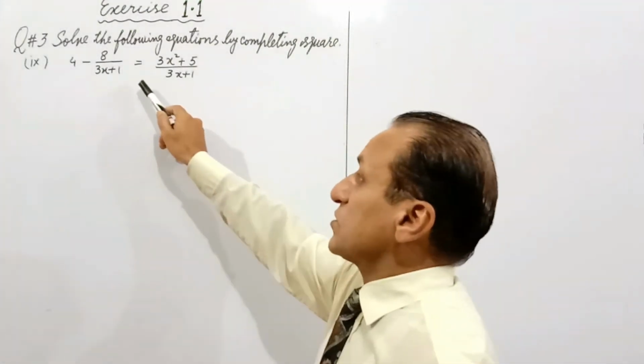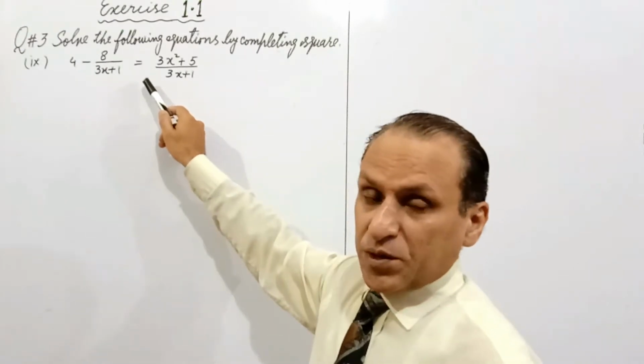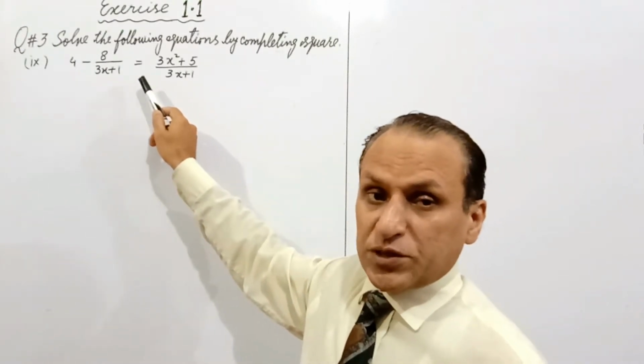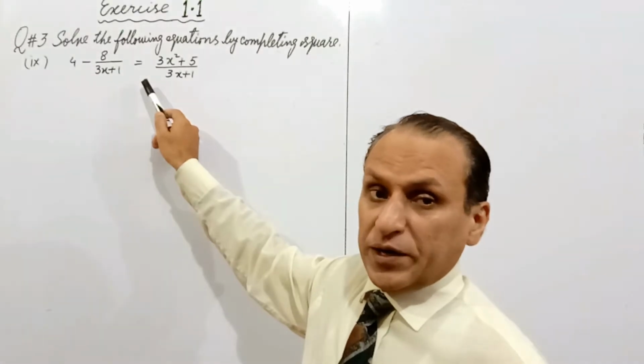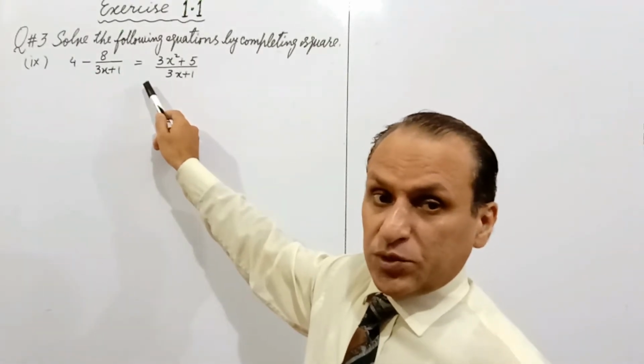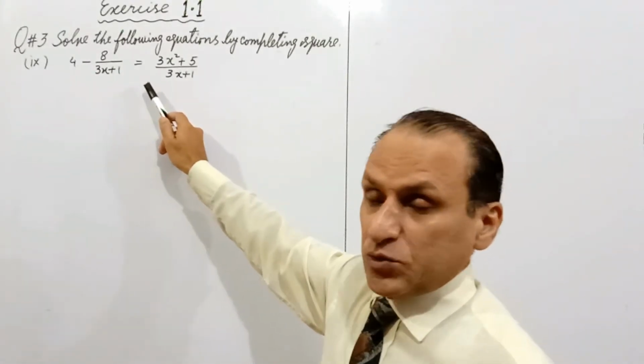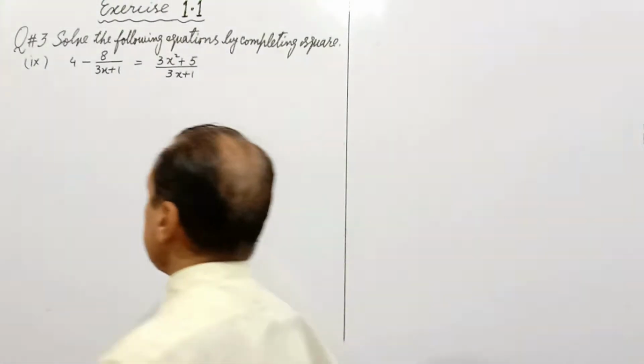We continue exercise 1.1 with question number 3 part 9, in which we are given a quadratic equation which is not in the standard form. It means first of all we have to convert it into standard form to find its solution. So let's do the first thing. We have to convert it into standard form.